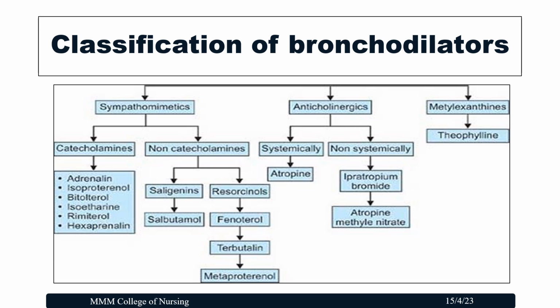Bronchodilators can commonly be classified into three: sympathomimetics, anticholinergics, and methylxanthines. Sympathomimetics again are divided into catecholamines and non-catecholamines. Anticholinergics include ipratropium bromide and atropine methyl nitrate or atropine, and methylxanthines include theophylline.